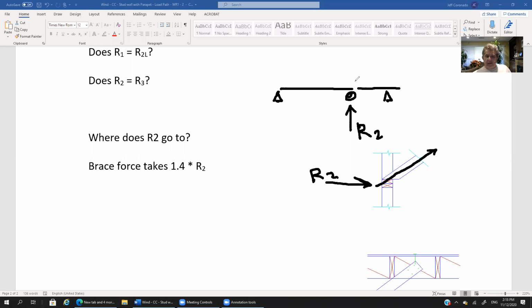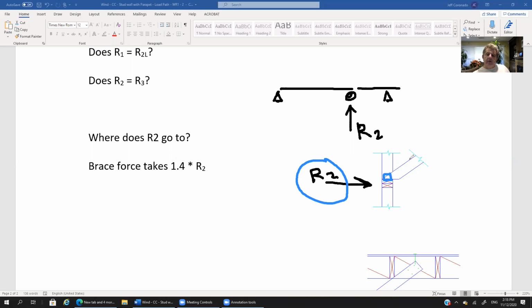Now, the important thing there then is, let me get rid of this sign. The important thing there is that then you as the engineer have to design some kind of connection, some kind of connector right here to ensure that you can transfer the force R2 from this double top plate into that brace. So you need to provide a connection there that is adequate to resist this R2 force.